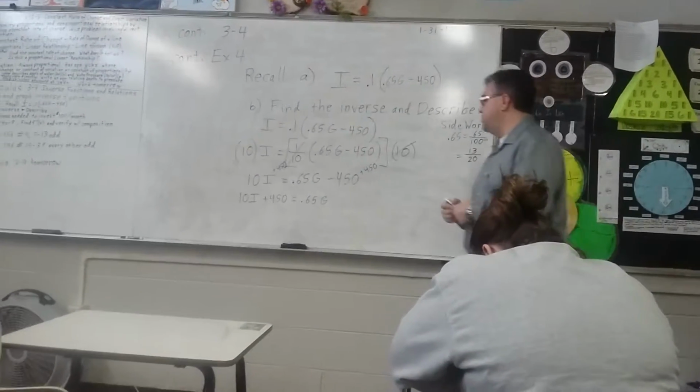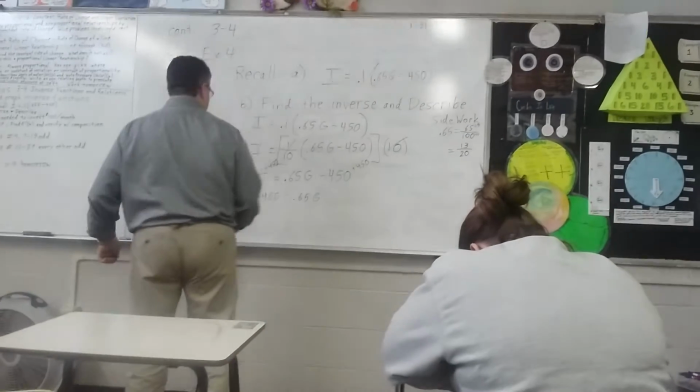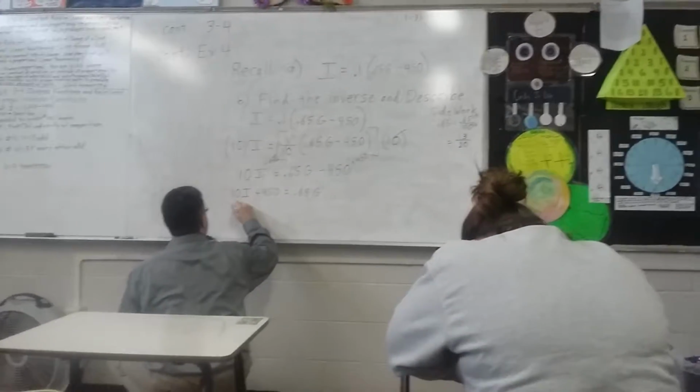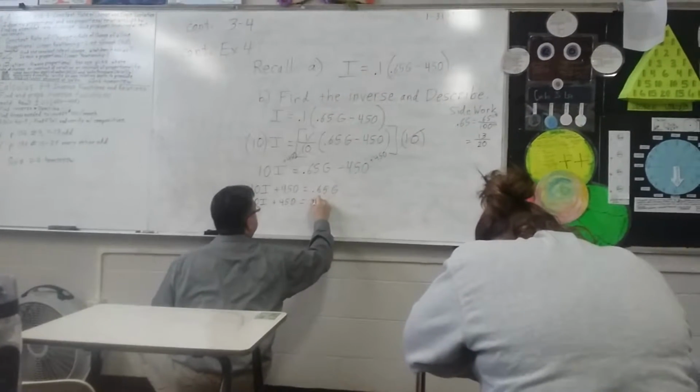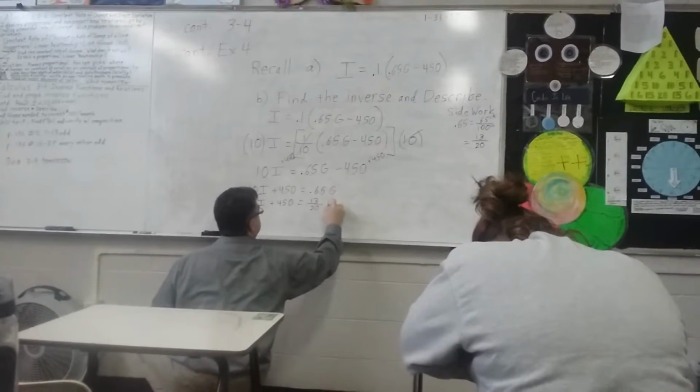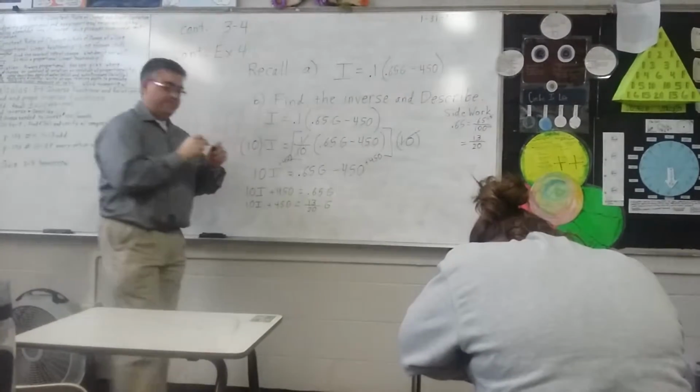So this becomes 13 over 20. So I want to write this as 10I plus 450 equals 13 over 20 times G.